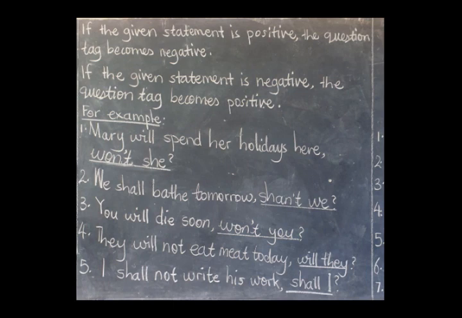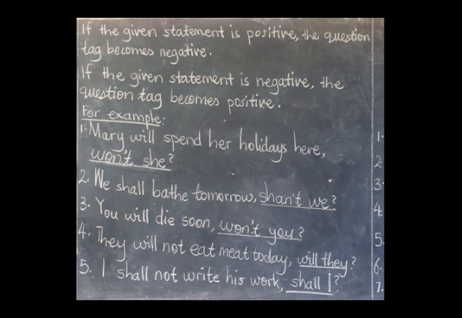Fourth example. They will not eat meat today. When you look at "they", it is a pronoun referring to many people, whether females or males. Will is the helping verb, and after the helping verb we have the word not. The word not makes that sentence negative, because it is refusing.